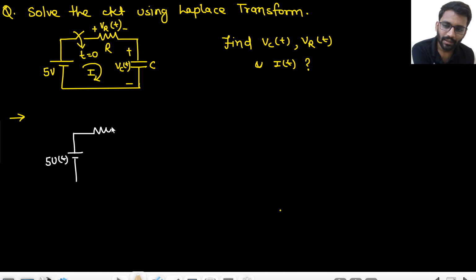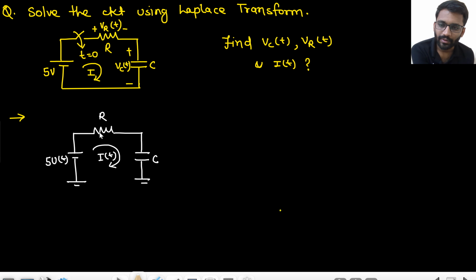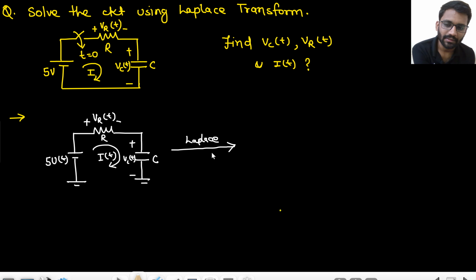This is your R, this is your capacitor C. I will just make it like this. This is ground, this is ground. This is your R, this is C and this is your IT. This will be your VRT. Let me take here. This is your VRT and this is your VCT. Now I will make the Laplace circuit.